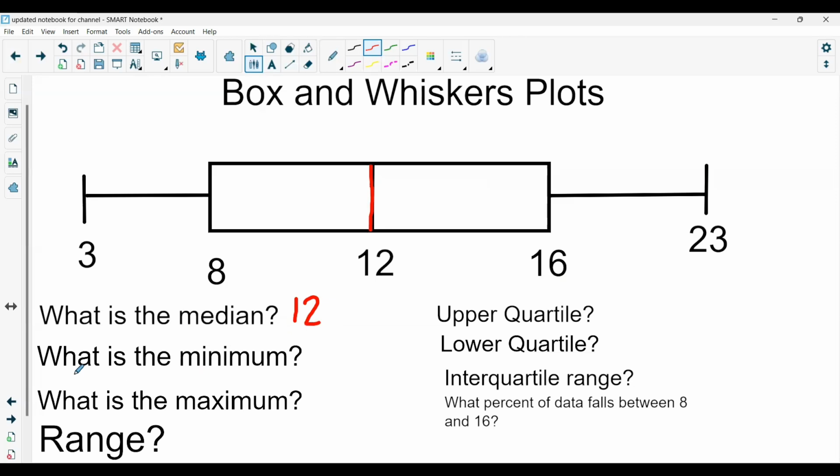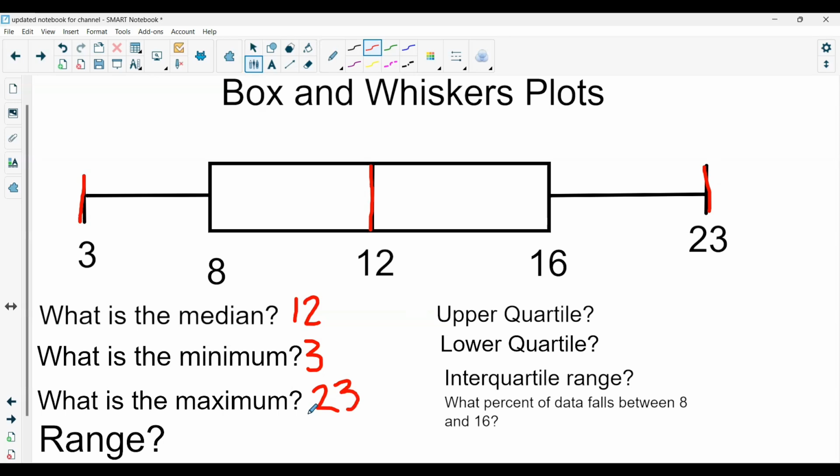Okay. See if you can find the minimum. What is our minimum up here on this box and whisker plot? Look at your notes. Your minimum is also called your lower extreme. Okay. The minimum is right here in the beginning. It's the smallest number. Your whisker is on it, your first whisker over here. Okay. What is the maximum? That's our biggest number, or our upper extreme. Look at your notes and see if you're able to locate that. You should have said 23. The maximum is 23.